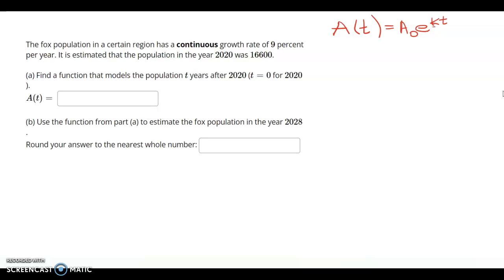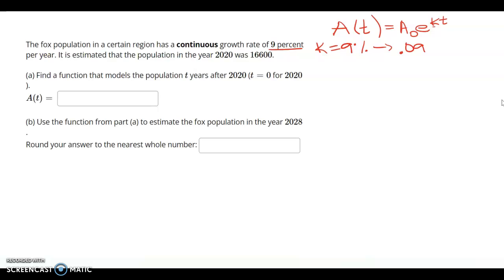Well, in this one, if you notice, we have some of the numbers. So when we're getting the equation, we're just going to look at what it told us. It says the growth rate of 9% per year. So that tells us our rate, that tells us our k. So it's 9%. Now when we're putting it in an equation, we want to change it to a decimal. So move it over to the left twice, so 0.09.